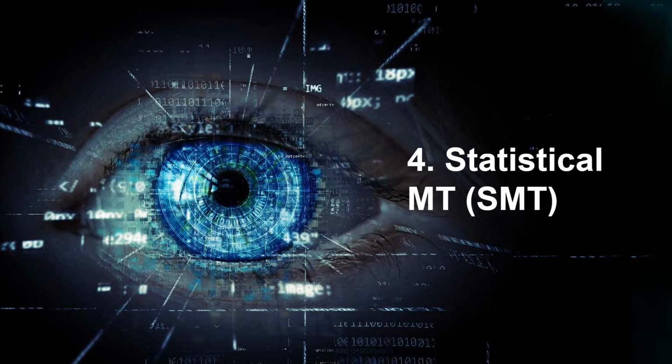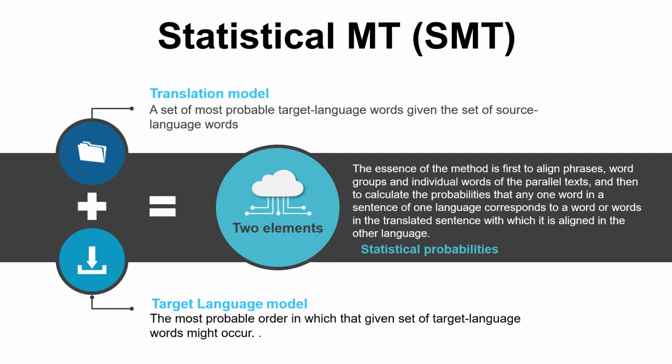Now moving to statistical machine translation. The statistics-based approach to machine translation makes use of no traditional linguistic data. The essence of the method is first to align phrases, word groups, and individual words of the parallel texts, and then to calculate the probabilities that any one word in a sentence of one language corresponds to a word or words in the translated sentence with which it is aligned in the other language. An essential feature is the availability of a suitable large bilingual corpus of reliable translations.